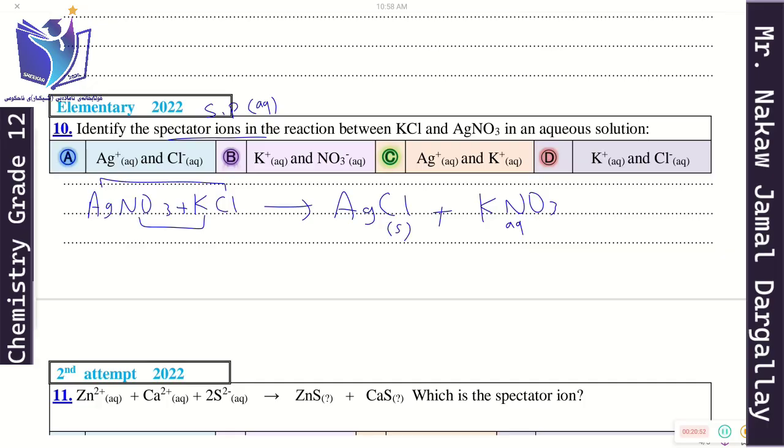So the spectator ions come from the soluble products. So the spectator ions are K+ and NO3-. The correct answer is B.